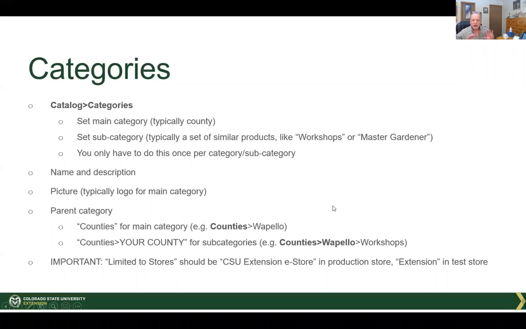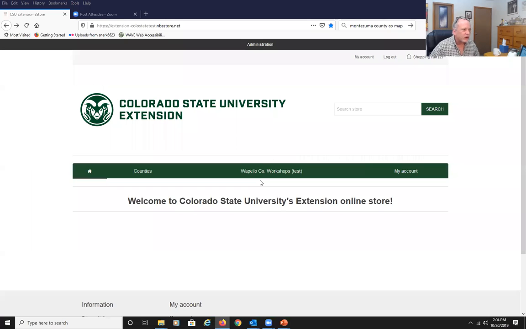Also remember that limited to stores is an option you have there in the dialog box for categories. It should be the CSU Extension eStore in the production store, simply Extension in the test store, so they're slightly different. With all that said, let's build a category and a subcategory. So I'm going to go back to our main screen here. We are in our test server. I'm going to go to administration up top to get to my dashboard.